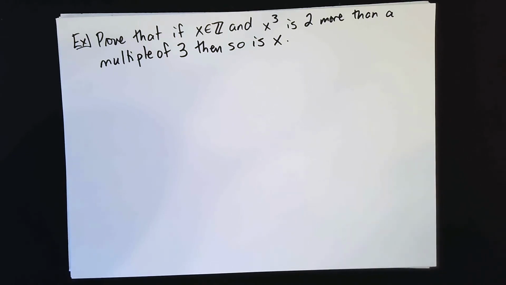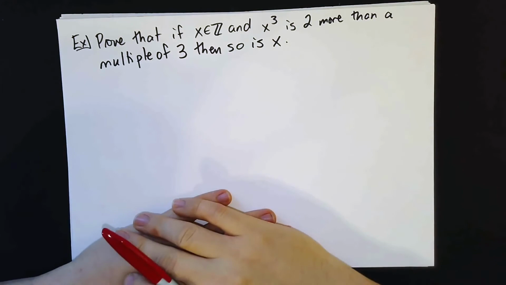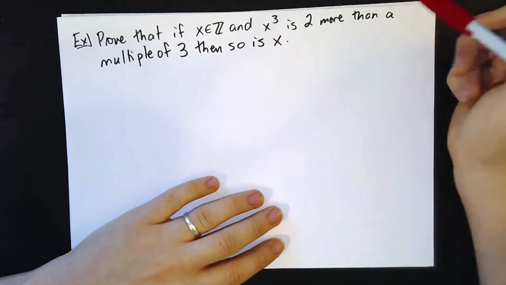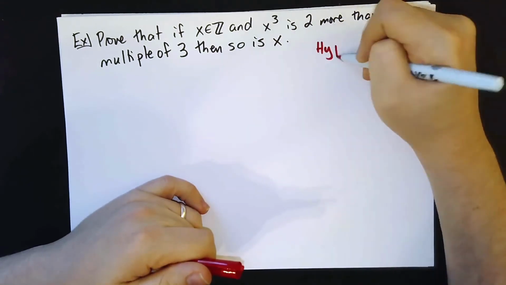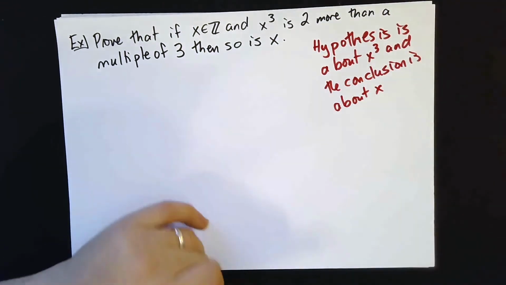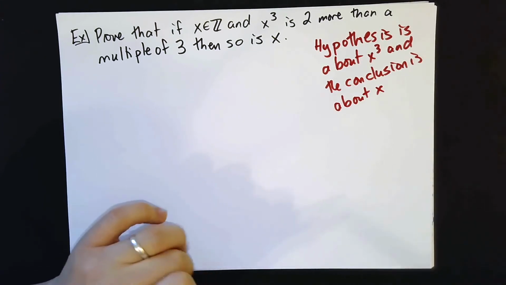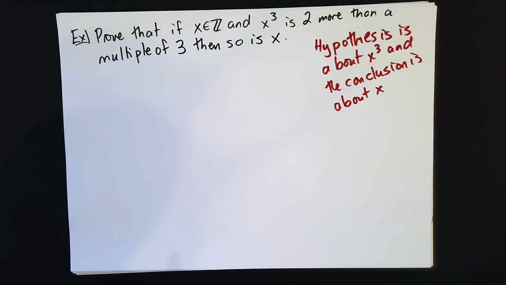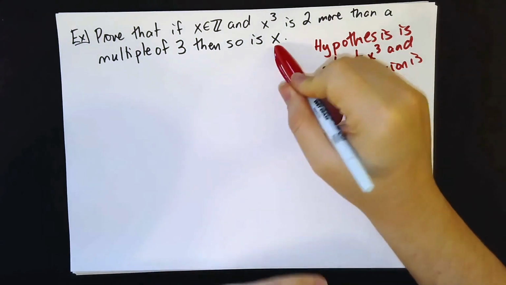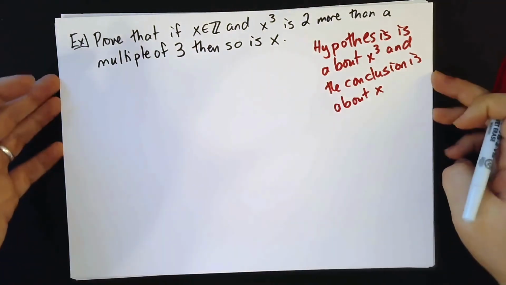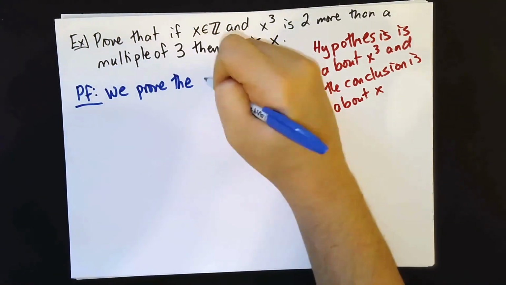And the thing I think you should see to tip you off that this is going to be a proof by contrapositive is that the hypothesis here is about x cubed. And all the while the hypothesis is about x cubed, the conclusion is about x. And if you think back to all the direct proofs you've done, that sounds exactly backwards. I'd much rather know something about x than know something about x cubed. So let's see if this works.